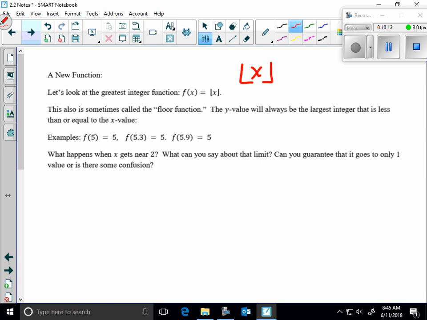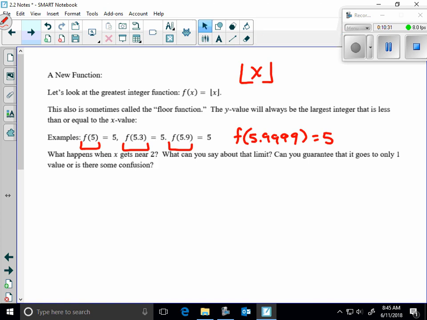The y value will always be the largest integer that is less than or equal to the x value. So for example, f of 5 is 5, f of 5.3 is 5, f of 5.9 is 5, f of 5.9999 is 5. Okay, so I'm going to sketch it out, and then I'll come back and explain.